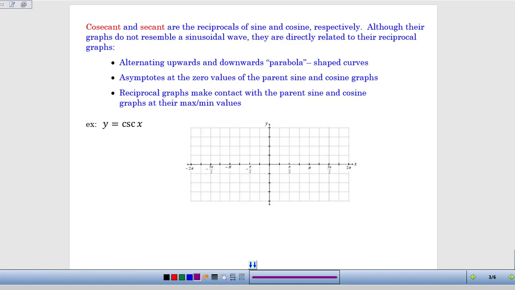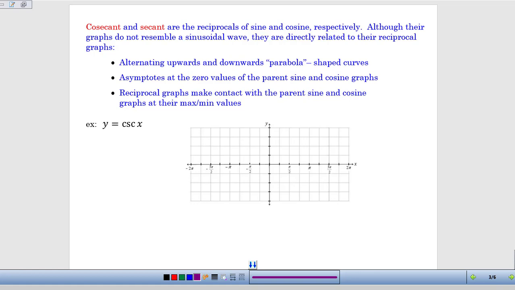Now, cosecant and secant are the reciprocals of sine and cosine. And so, although the graphs are not going to end up looking like the sine and cosine graphs, they are directly based off of those sine and cosine graphs. And so our best approach to sketching the graph of either cosecant or secant is to graph sine in the case of cosecant, or cosine in the case of secant, and then build our graph off of that.